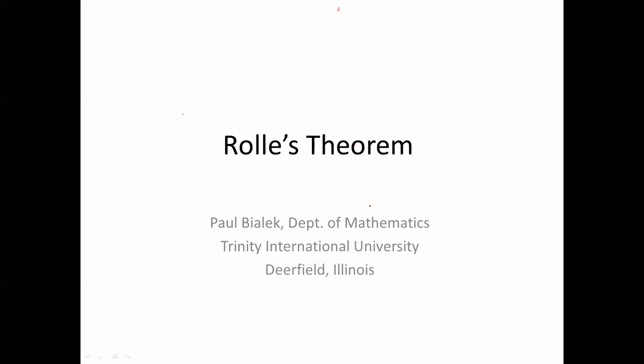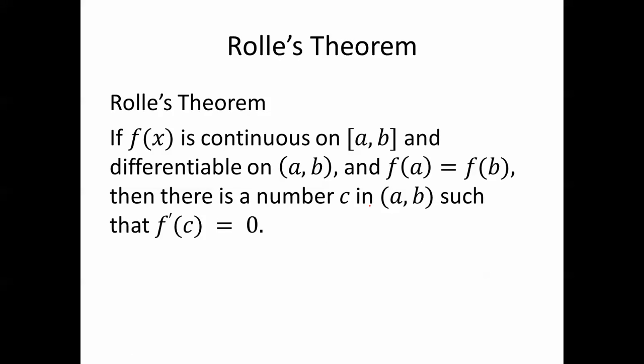Let's look at Rolle's theorem. If f of x is continuous on the interval from a to b, including the endpoints, and differentiable on a to b, which doesn't necessarily include the endpoints, and f of a equals f of b, then there's a number c in the interval from a to b such that f prime of c equals 0. Oh my goodness, what on earth is this saying?